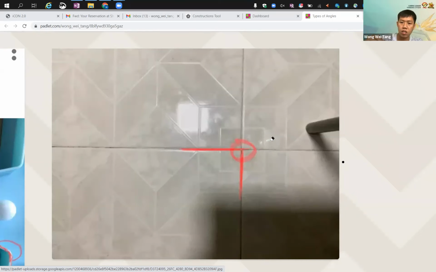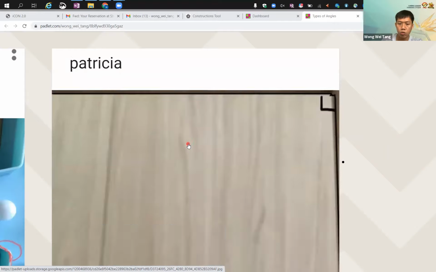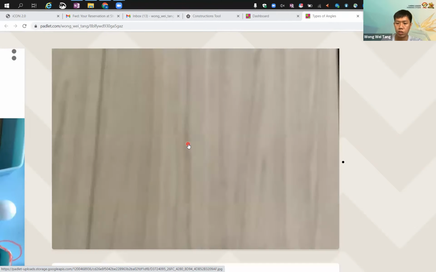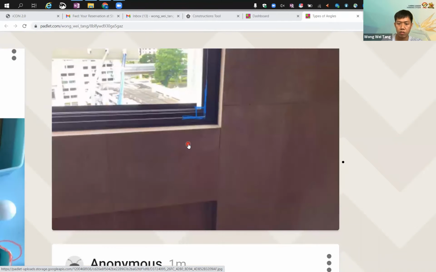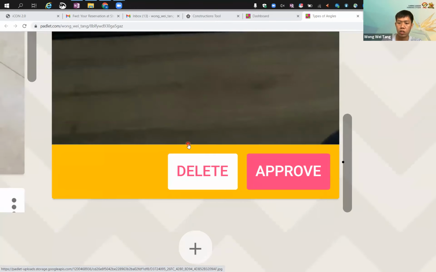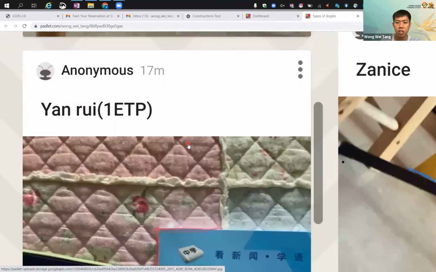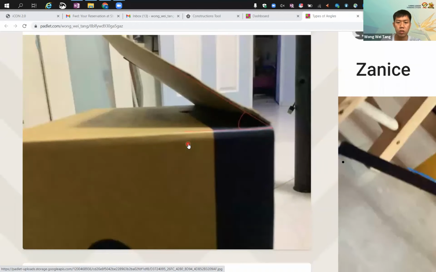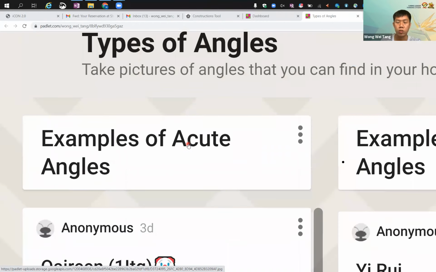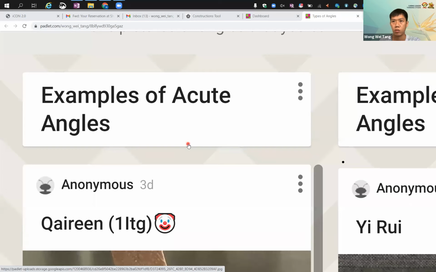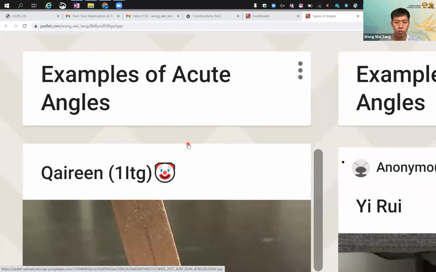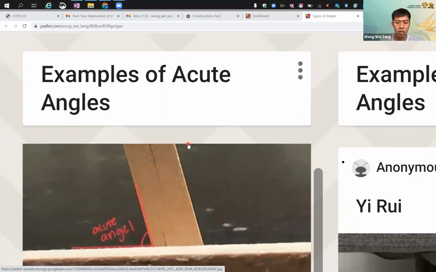Okay, next. I think by now you all can recognize all the 90 degrees already. So these are all the different examples. Once you can identify the 90 degrees, then we can talk about acute angles. So acute angles are less than 90 degrees. You can think of it as a very acute angle. So very small, very acute.